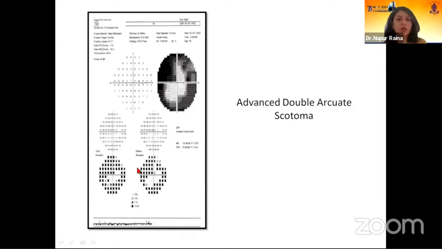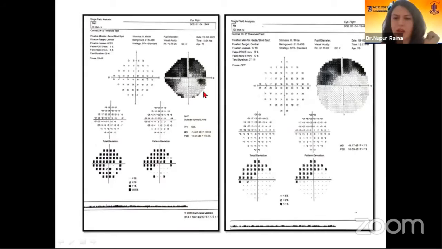Now, this is what is important to remember. Never comment on fixation on a 30-2 or a 24-2 field. Always make sure you get a 10-2 field. So here, we thought that fixation was involved, but when a 10-2 field was done for the same patient, we realized that fixation has been spared.